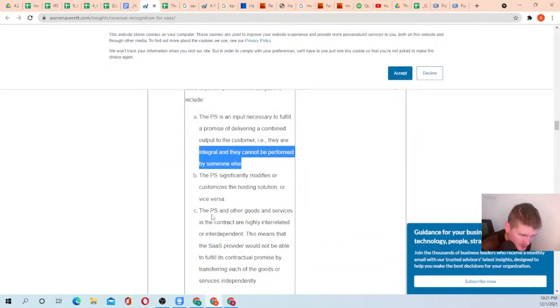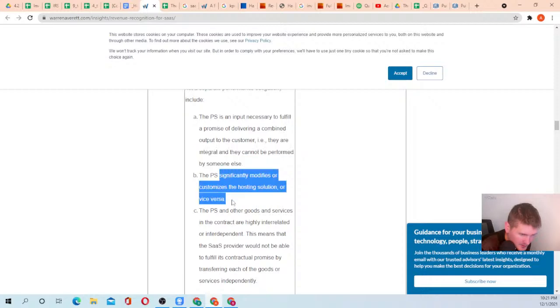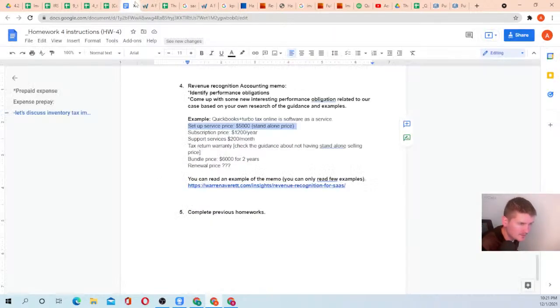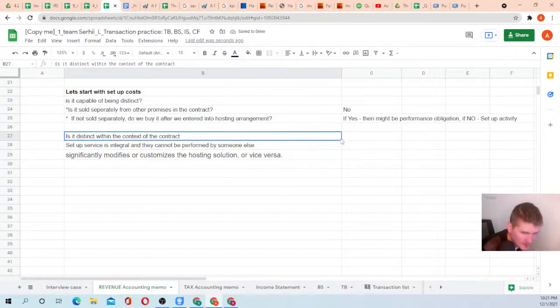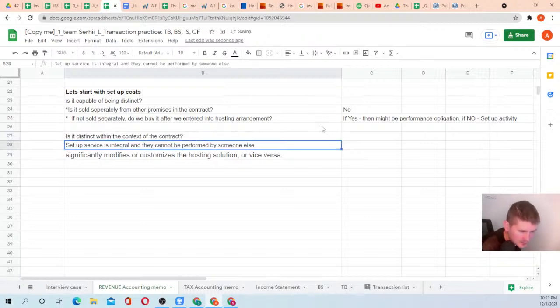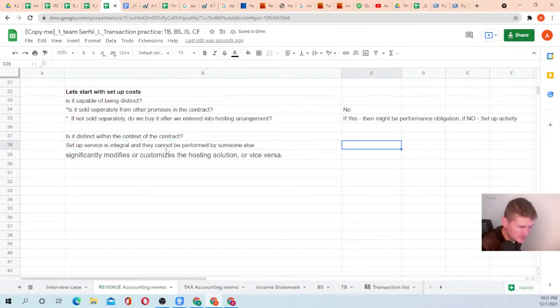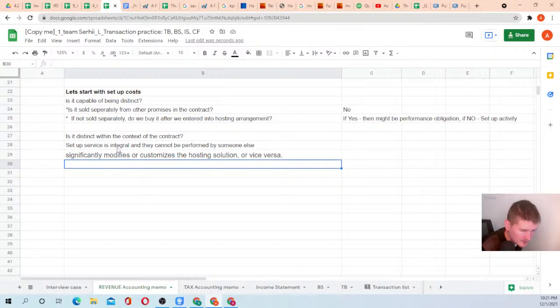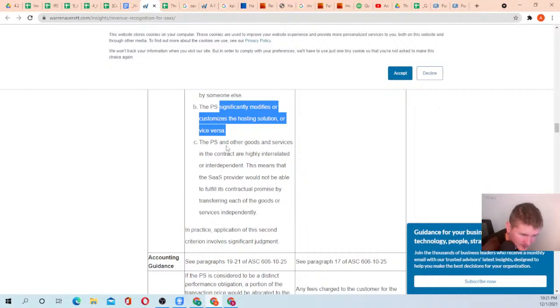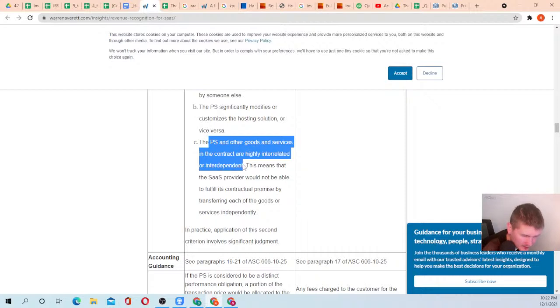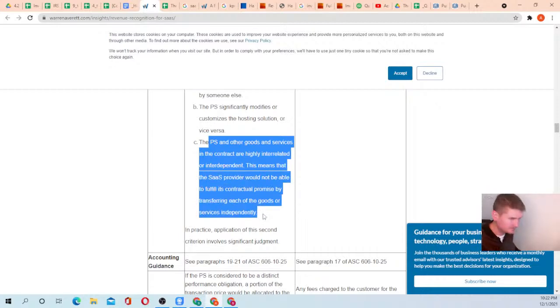Setup service significantly modifies or customizes, and the third one, service and other goods and services are highly interrelated and interdependent. Not be able to fulfill.